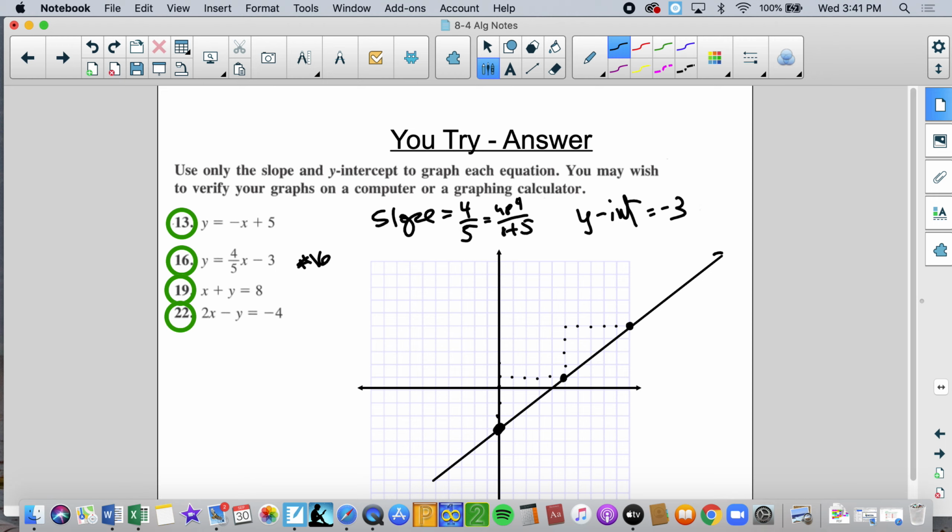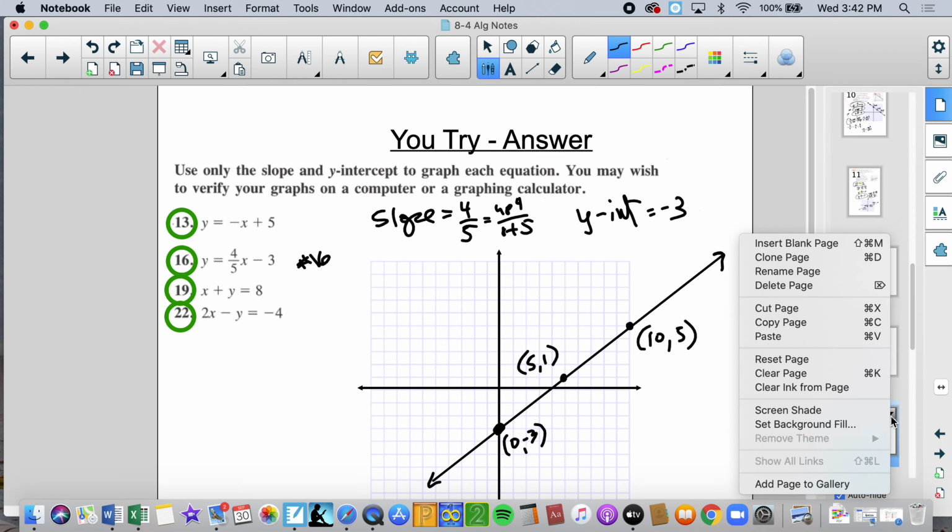Let's make sure we have our arrows on our line. This is (0, -3). When I write coordinates, I need to have parentheses, and there should be a comma between the x value and the y value. Let's erase these dots here. And the other point is (5, 1). And my last point is (10, 5). And we would be done.